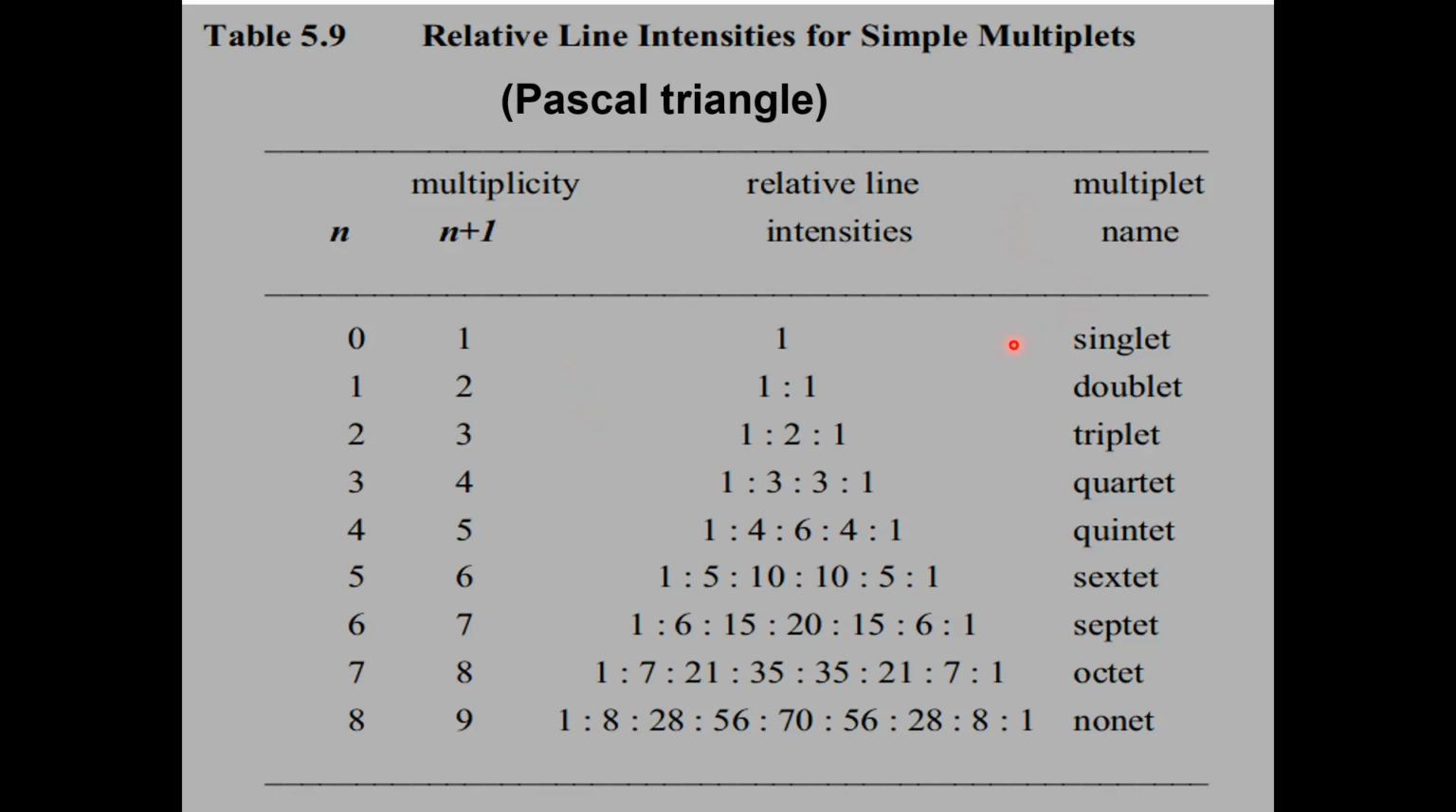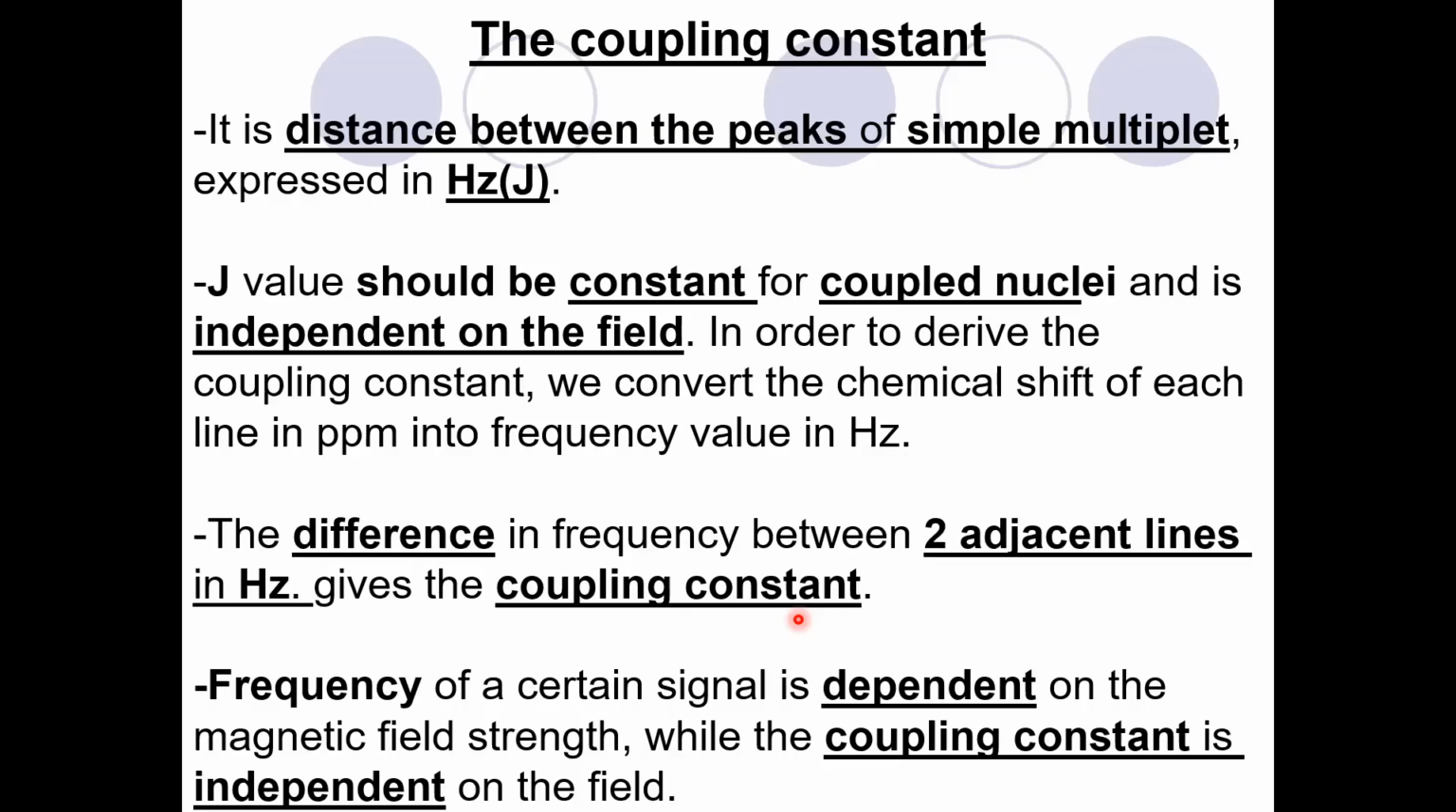The relative intensity of these lines is determined by the spin arrangements. The coupling constant is the distance between the lines of a simple multiplet. Its value is given in hertz. It is independent of the applied field, in contrast to the chemical shift value in hertz, which depends on the applied radio frequency field.